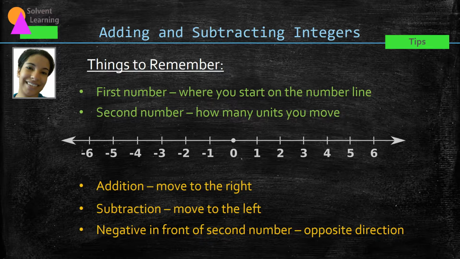If we have an addition sign, that tells us to move to the right. If there's a subtraction sign between the numbers, we're going to move to the left. And if the second number is a negative number, then that means that we need to move in the opposite direction. So if we were moving to the right for addition, now we're going to move to the left for subtraction. And if it starts out as moving to the left for subtraction, we're going to move the opposite to the right as if it's addition. So we'll see what that looks like in our next examples.